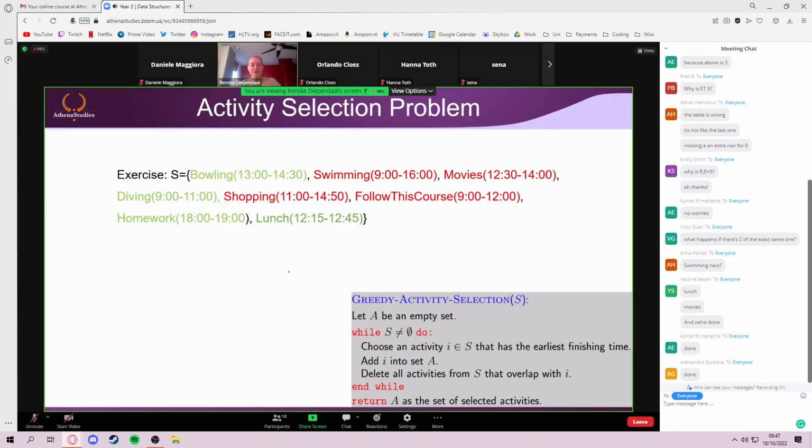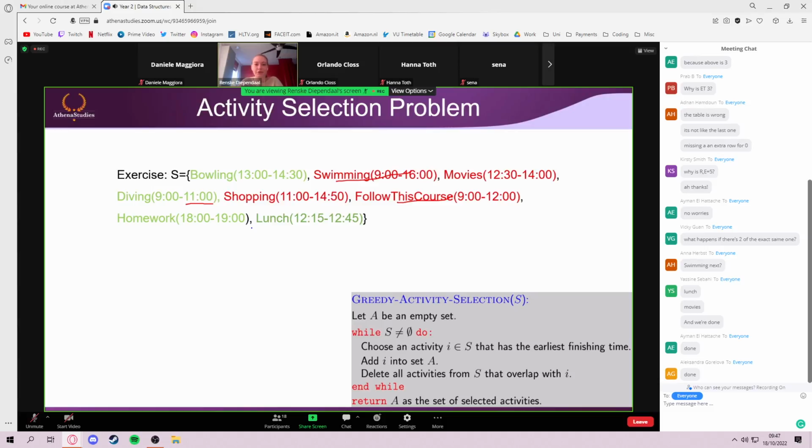Okay, so once again, we have 4 activities this day. The furthest starting time is 11 o'clock. So first we go diving, yay. Then for our next one, let's see which one. We cannot go swimming anymore because it overlaps with diving. You can also not follow this course.